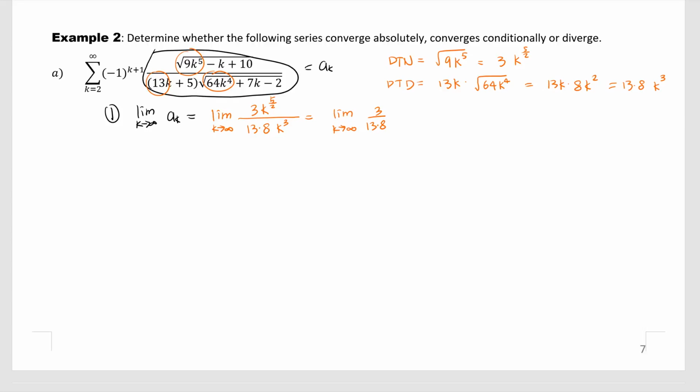Which one is bigger? 3 is like 6 over 2, so the denominator is bigger. So we get 3 minus 5/2. We combine the k together because we know this is a p series and we have to figure out what the p is. So we get 1 over k to the 1/2. Because the numerator is a constant and the denominator has a factor k to the 1/2, when k goes to infinity, this is 0.